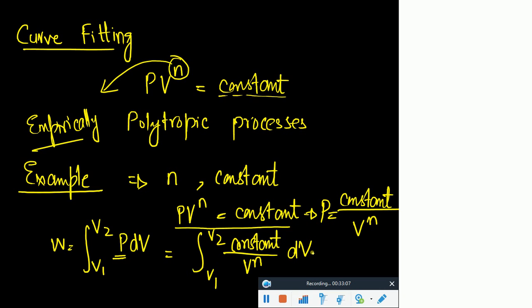Now can you integrate this? It's very easy. There is a constant term and then you have V raised to power minus n. You know that the integral is V raised to power minus n plus 1 over minus n plus 1, something like that, right? So you can integrate it, and then you need to put in the limits from V1 to V2. That's how you use this mathematical model to actually find out work for some process.